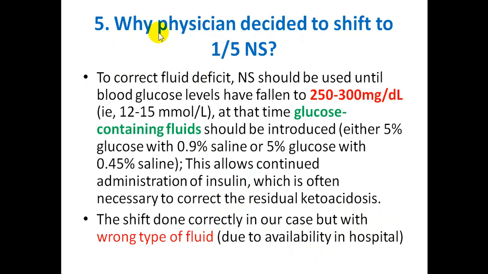The fifth problem: why did the physician decide to shift to 1/5 normal saline? Actually, to correct any fluid deficit, we need to start with normal saline until the blood glucose level falls to 250 or 300 milligrams per deciliter. At that time, we need to start glucose-containing fluid. Which are they? Either 5% glucose in water or 5% glucose with 0.9% saline.